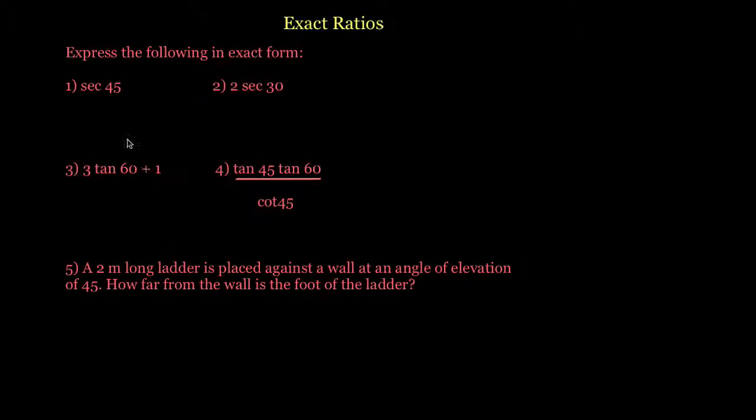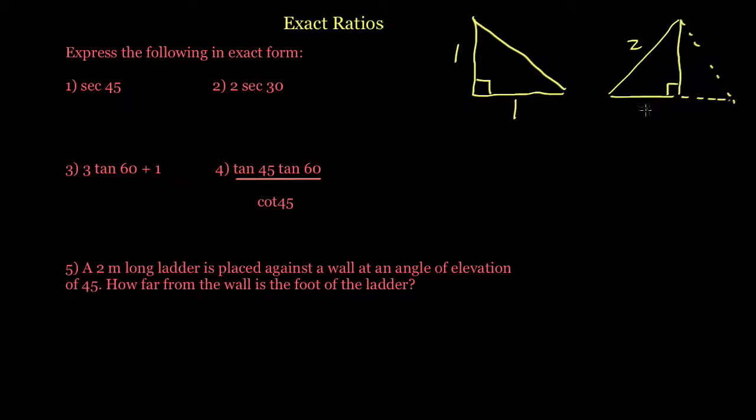So now that we know how to create that list of exact ratios, we can go about answering these questions. Express the following in exact form. So the first one is sec 45. Well, for all of these, we're going to need our triangles, so let's quickly draw them. So it's important you remember how to draw these.